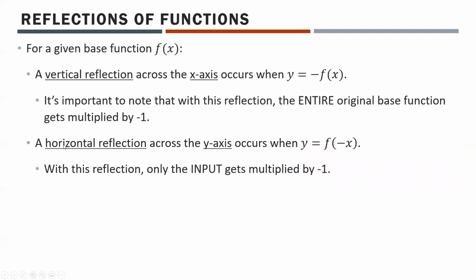All right. So just to summarize that, for a given base function f(x), a vertical reflection, so an up and down reflection, across the x-axis occurs when y equals -f(x). So in other words, it's where you are multiplying your entire base function by -1.